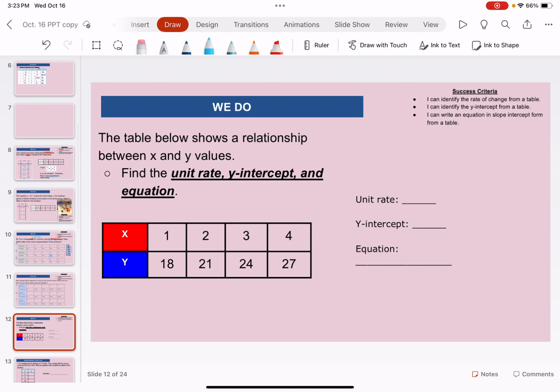And then on to our last we do. So now we're given a table and we actually have to find the y-intercept, the unit rate, as well as our equation.